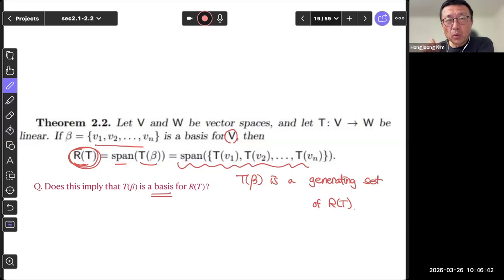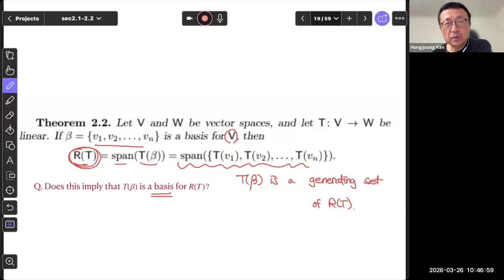But in order for a certain set to be a basis, we require two conditions. We have two requirements. One, the set must span the whole space. And secondly, the set must be linearly independent.